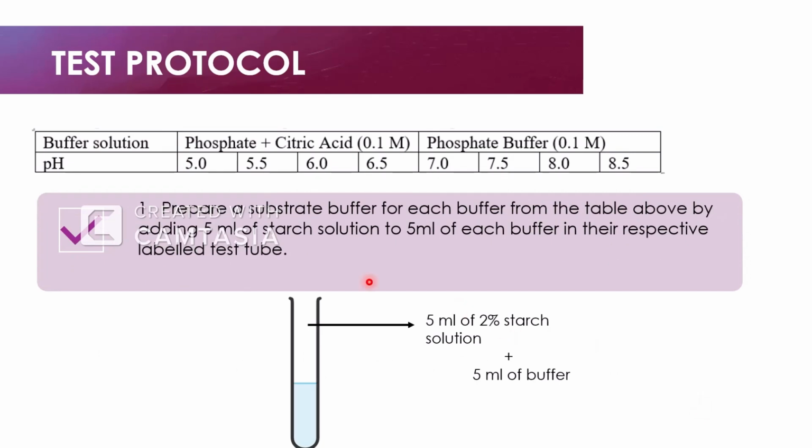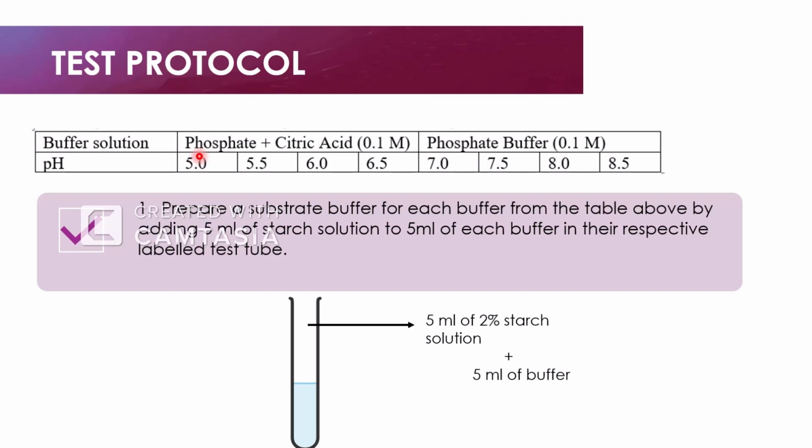So to start with this protocol, we first have to prepare a substrate buffer for each buffer from the table above by adding 5 ml of our 2% starch solution to 5 ml of each buffer in their respective labeled test tubes. So for test tube 1, we have 5 ml of the 2% starch solution and 5 ml of our 0.1 molar phosphate citric acid buffer of pH 5.0.